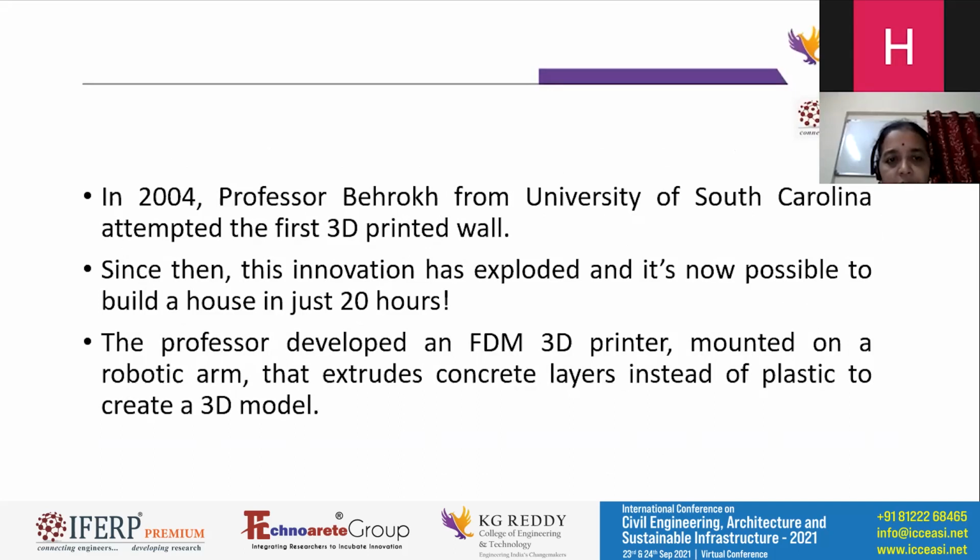In 2004, Professor Behrokh Khoshnevis of the University of Southern California attempted the first 3D printed walls. Since then, this innovation has been explored, and it is now possible to build a house in just 20 hours. Nowadays, within 20 or 24 hours, we are constructing houses. The professor developed an FDM 3D printer mounted on a robotic arm that extrudes concrete layers instead of plastic to create the 3D model.